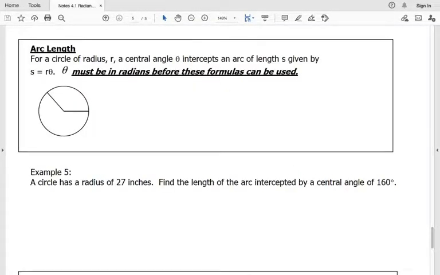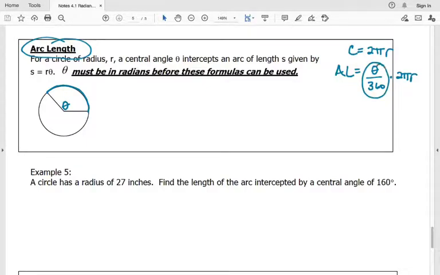Okay, now we're going to talk about arc length. So remember, arc length is the length of an arc with a given angle theta right here. So it's like a portion of that whole circle's circumference. And if you remember your formula for circumference, it's 2 pi r. In geometry, you would have learned how to figure out the arc length by doing theta divided by 360 times 2 pi r. So we were figuring out a fraction of the circle and multiplying that by the circumference.